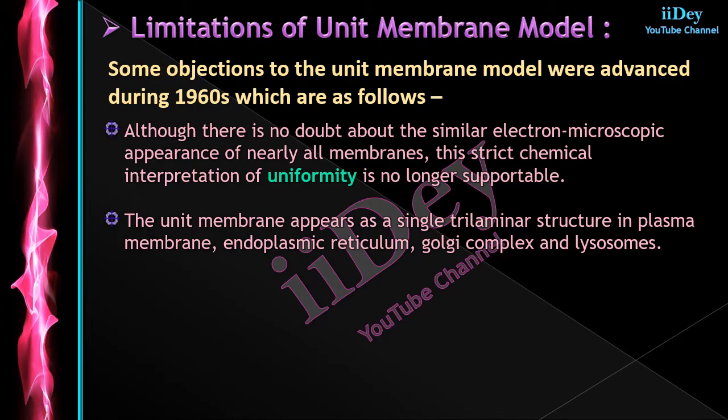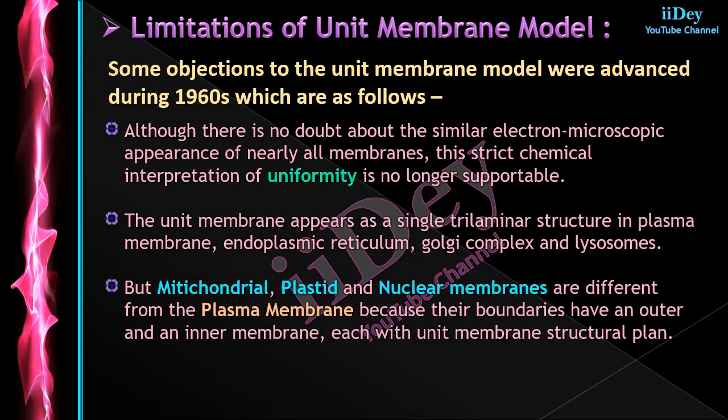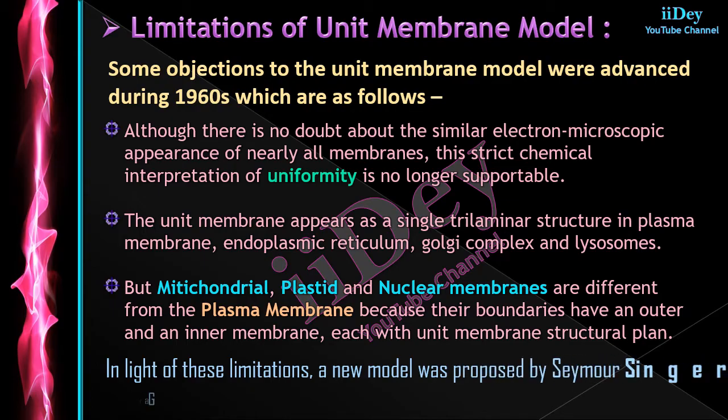The unit membrane appears as a single trilaminar structure in the plasma membrane, endoplasmic reticulum, Golgi complex, and lysosomes. But mitochondrial, plastid, and nuclear membranes are different from the plasma membrane, because their boundaries have an outer and an inner membrane, each with a unit membrane structural plan. In light of these limitations, a new model was proposed by Seymour Singer and Garth Nicolson in 1972.